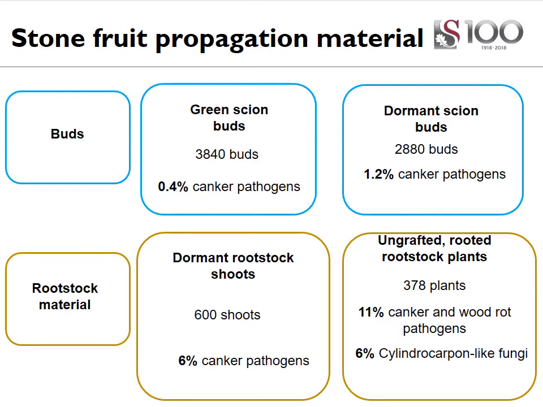Looking at rootstock material, dormant rootstock shoots were collected from different nurseries and isolations made, and showed that 6% of these shoots harbored canker pathogens. Isolations from ungrafted rooted rootstock plants showed that 11% harbored canker and wood rot pathogens and 6% cylindrocarpon-like fungi. The ungrafted rooted rootstock plants again had exposure to nursery soils.